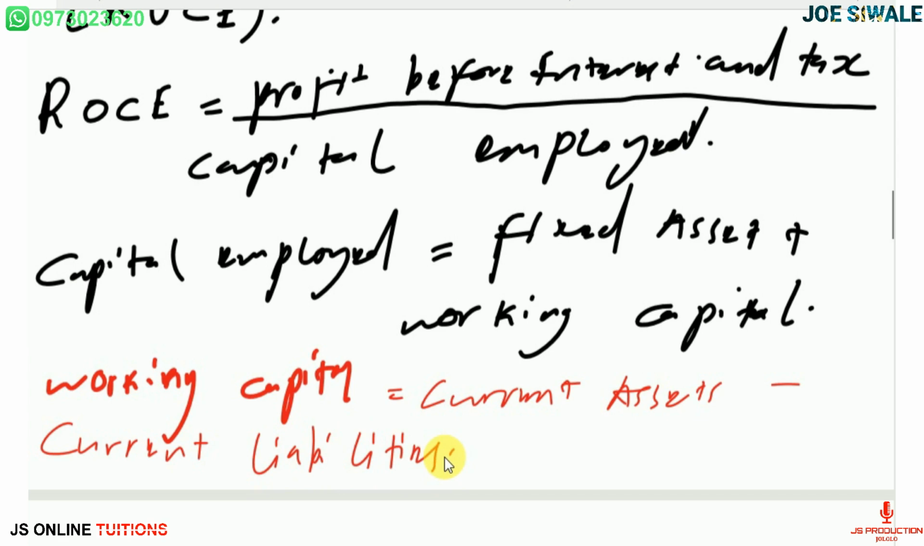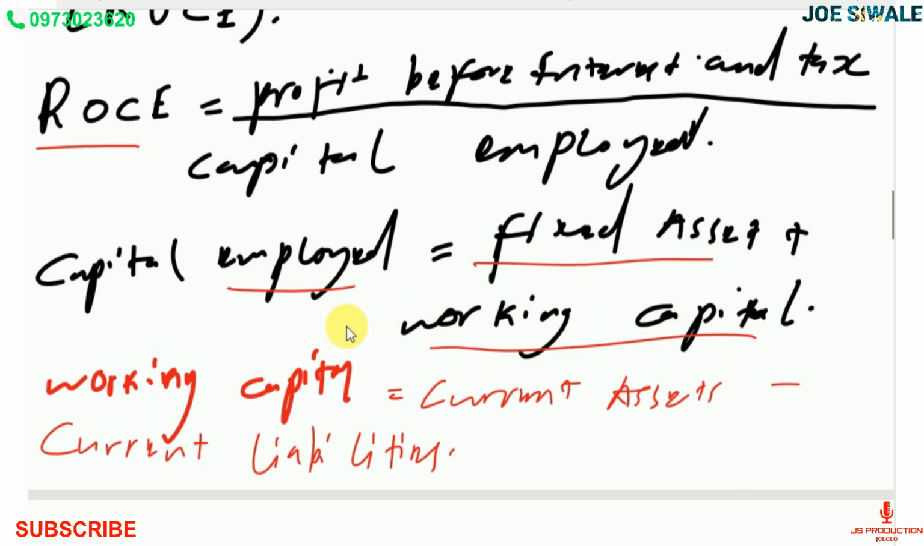So let us look at the formula. We have said the formula of calculating return on capital employed, it's profit before interest and tax divided by capital employed. And we can calculate our capital employed by adding the fixed assets and the working capital. And we can find the working capital by subtracting the current liabilities from the current assets.